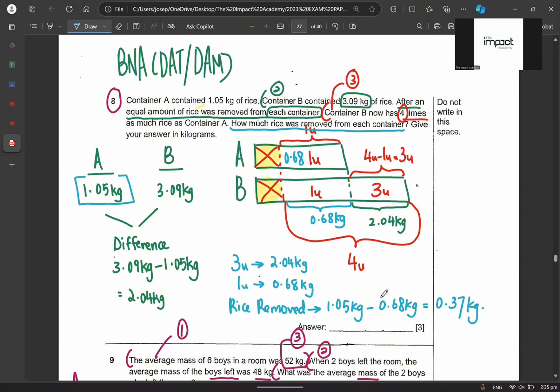Okay, so this was the amount that was removed, which is over here, 0.37. This part is also 0.37. So this was the rice that was removed from both of the containers.